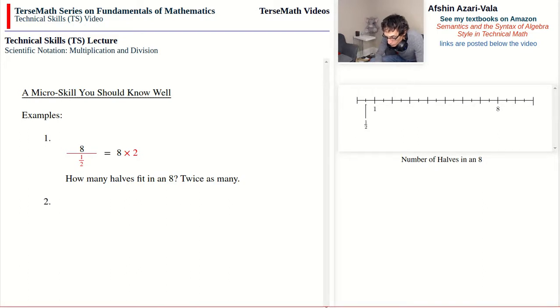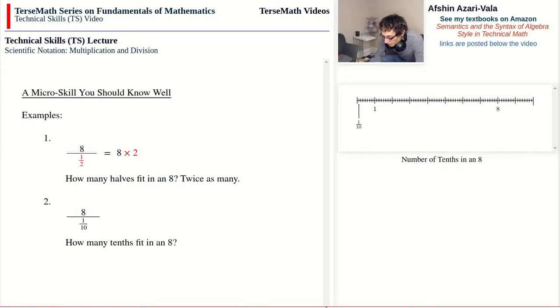Okay, problem number 2. And this problem says that we have 8 divided by 1/10. And we could think of this, as in problem number 1, as how many tenths fit in an 8.